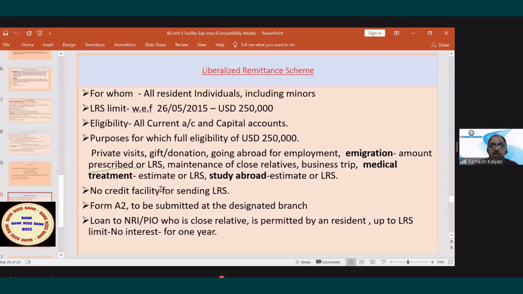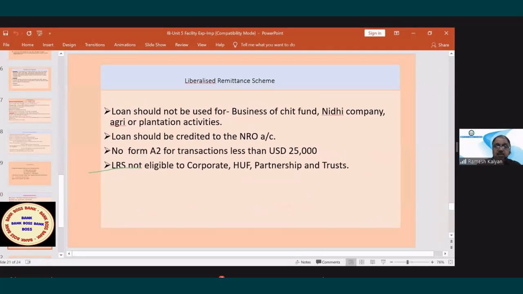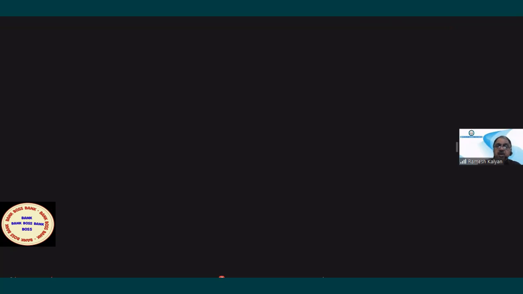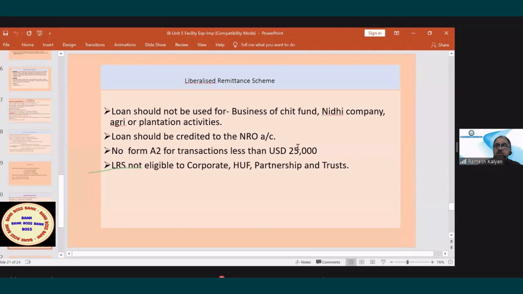You should not give credit. You should not give a loan for sending under LRS. Form A2 should be submitted to a designated branch, and you should not give a loan for these purposes. In the morning I discussed this. Even under this scheme, we are permitted to give a loan to a close relative. We can give it by LRS, only he should repay within 1 year without interest. In the morning we discussed chit fund, Nidhi company, plantation, real estate. We should not give loans for those. The loan should be credited to an NR account. Form A2 above 25,000, you already know. LRS is only for individuals, not for corporates or anybody else.